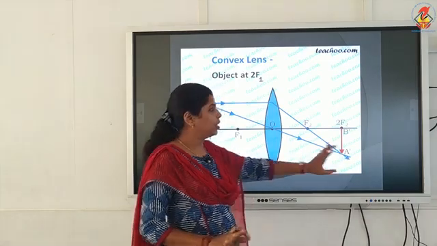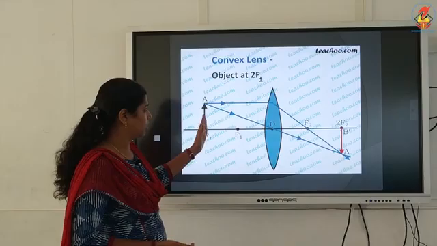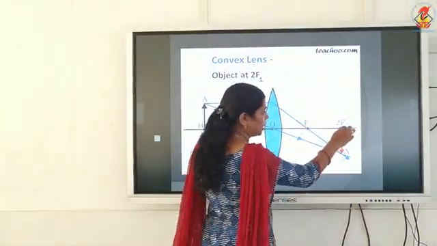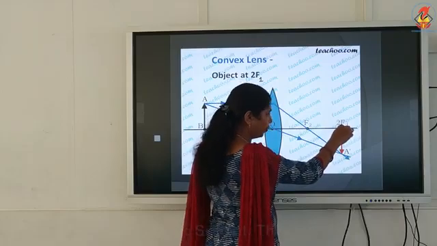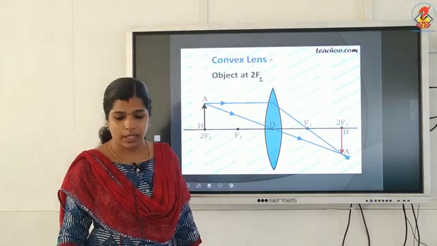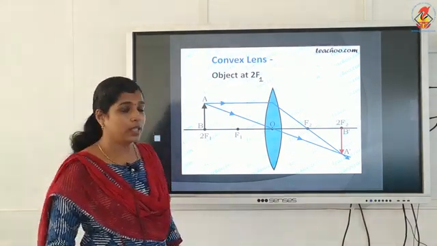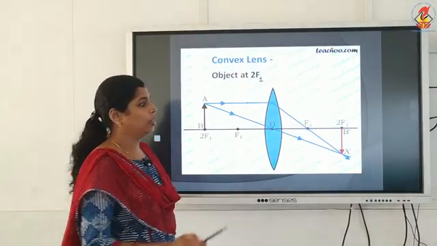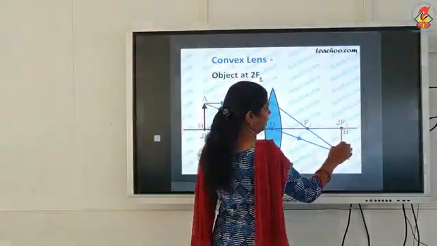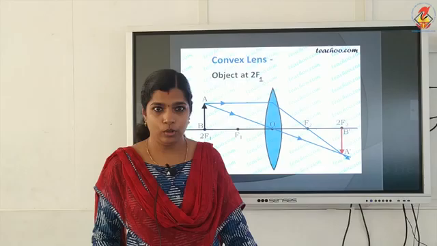So, you will get the position of the image at 2F2. Size of the image is the same as that of the object, and nature is real and inverted.